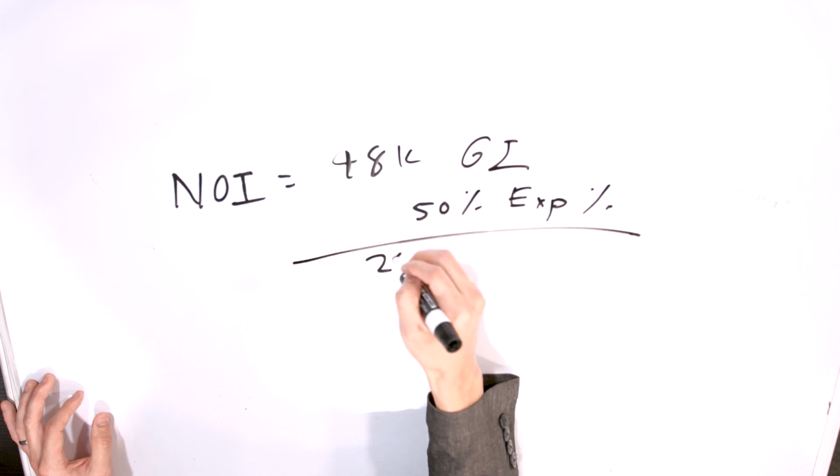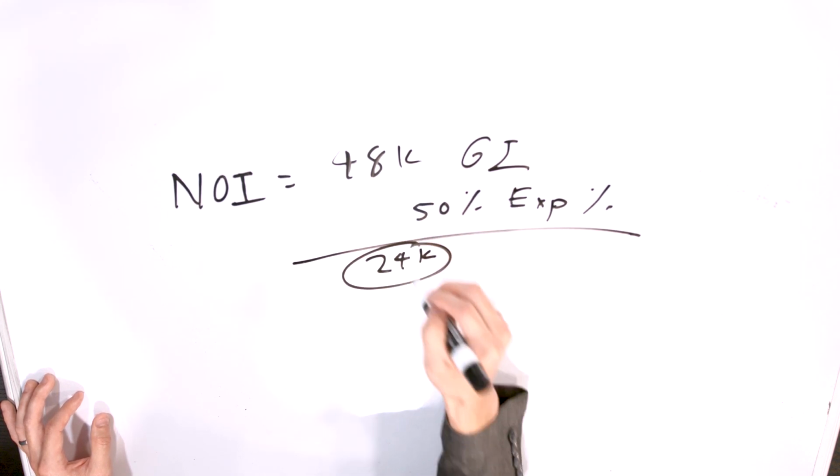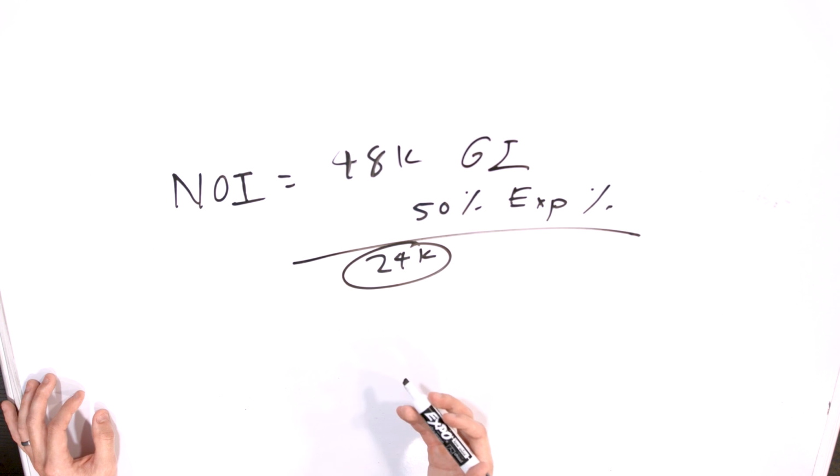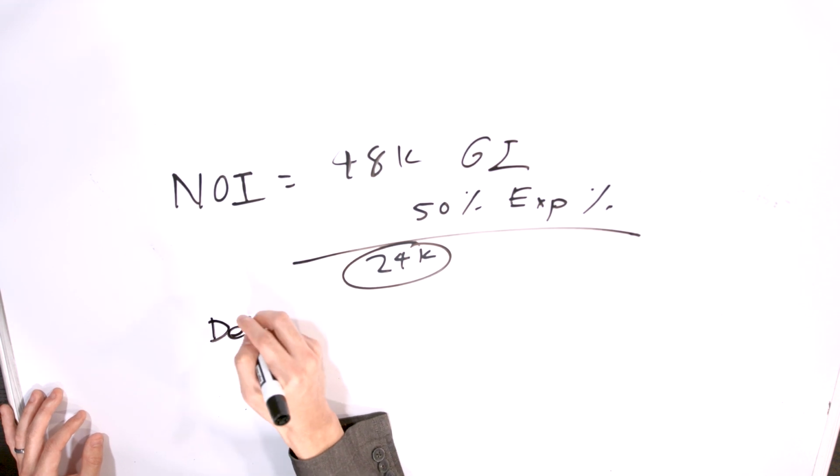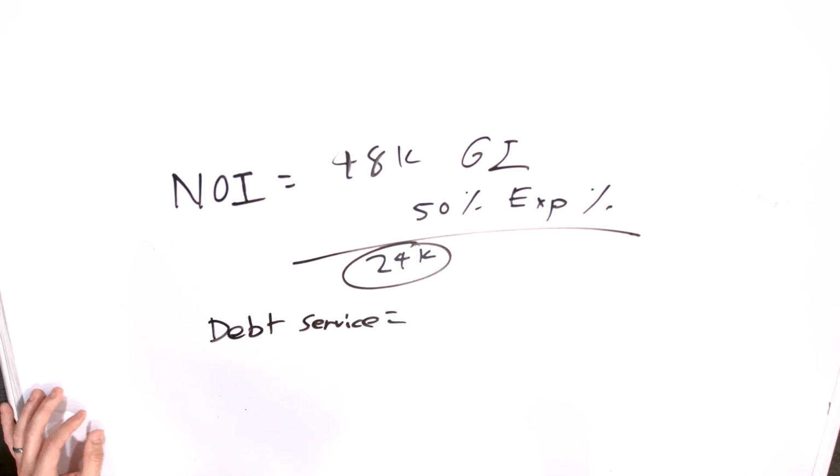It leaves us $24,000. Now, are we done? Is that the amount of money that we're taking home every single year? No, not necessarily. We also have this thing called debt service. Now, that debt service is going to be different, whether you're purchasing on owner financing or you're going to a bank, or maybe you're buying cash, which in that case, you wouldn't have a debt service.